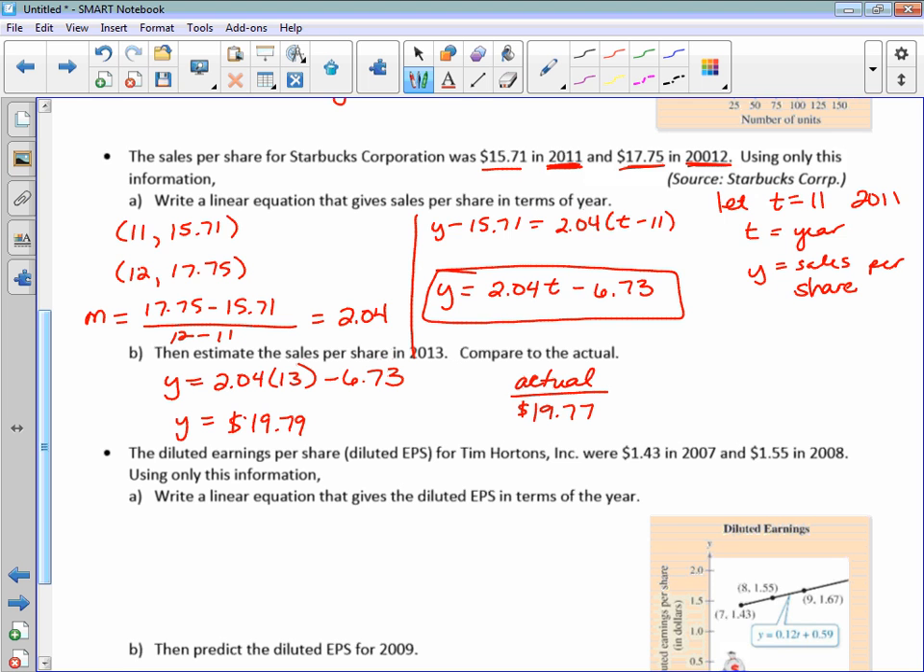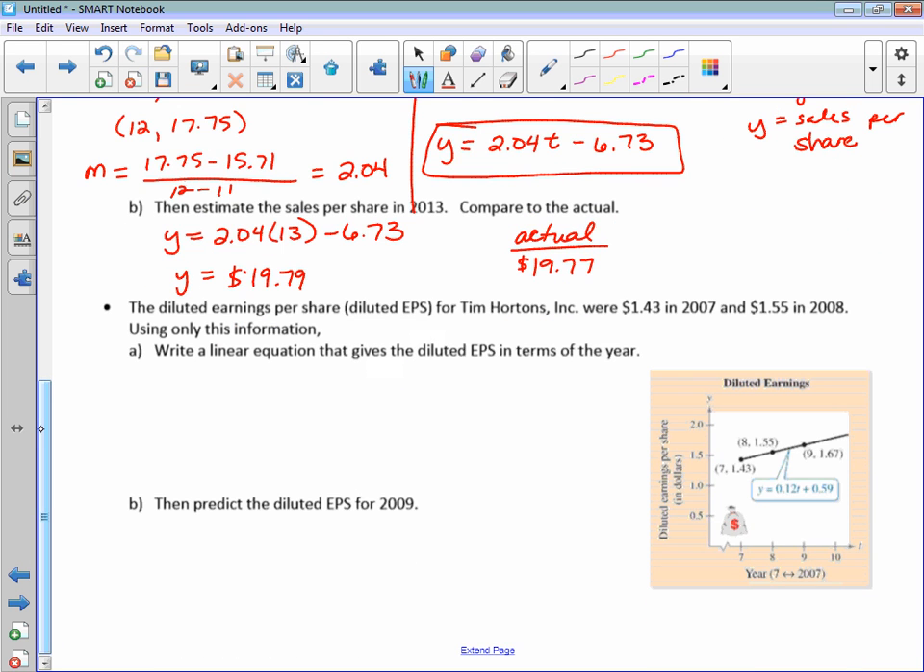All right. One more. So we've got the diluted earnings per share for Tim Hortons. Everybody needs some donuts. All right, so you've got, again, the ordered pairs here. We're doing the exact same thing. So I want you guys to try this time to come up with your linear equation and then predict it for 2009.